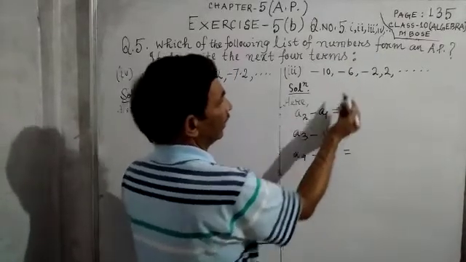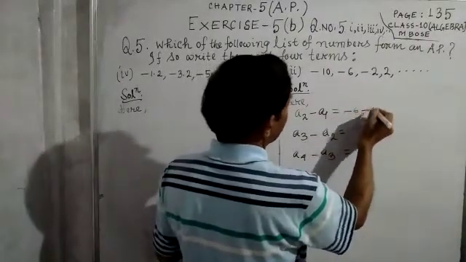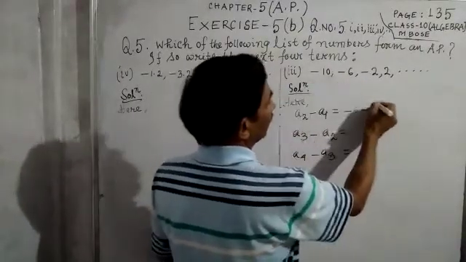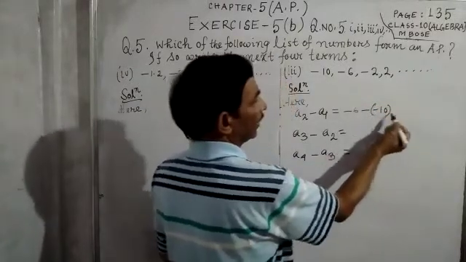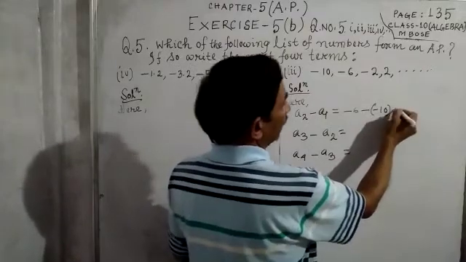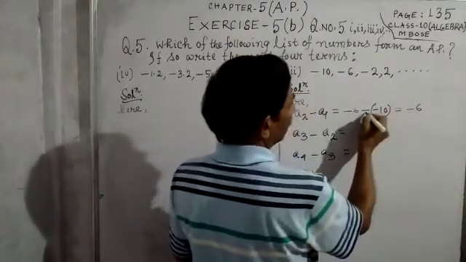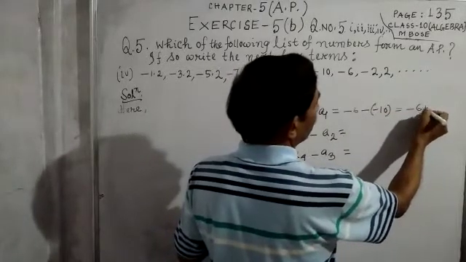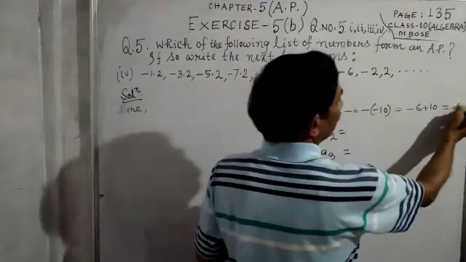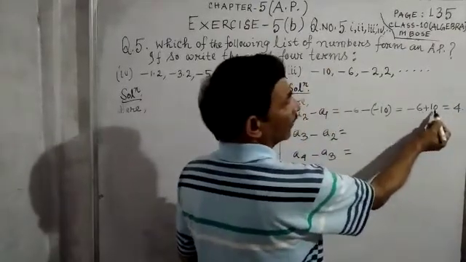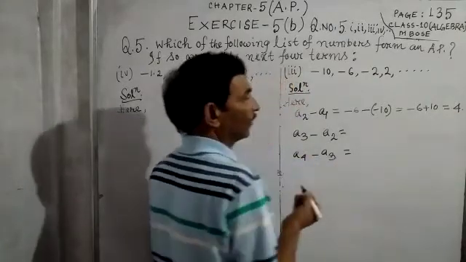What is A2? A2 is minus 6, minus A1, which is minus 10. We write it inside the bracket because there is a minus 10. Now multiply: minus into minus is plus 10. So what do we get? Minus 6 plus 10 is 4. Subtract 6 from 10, it is 4. The bigger number is plus, so it is plus 4.